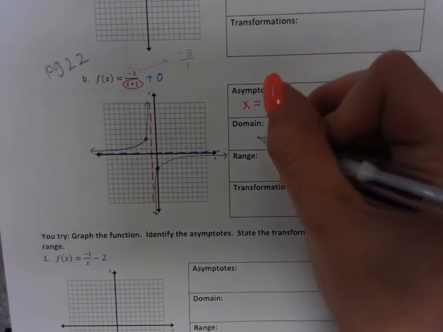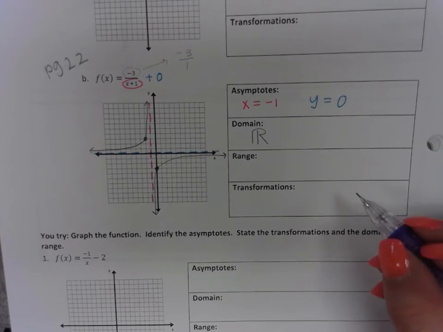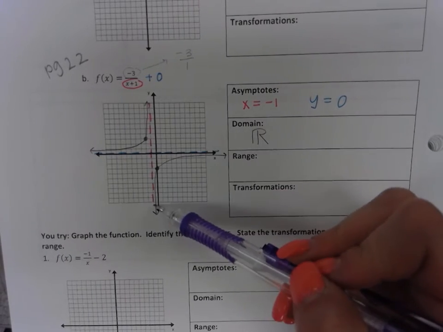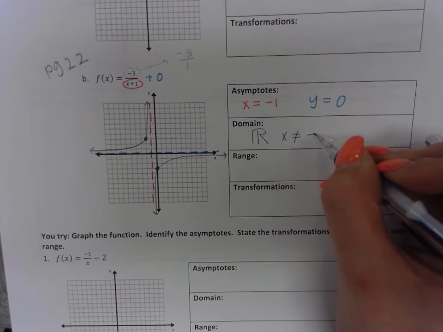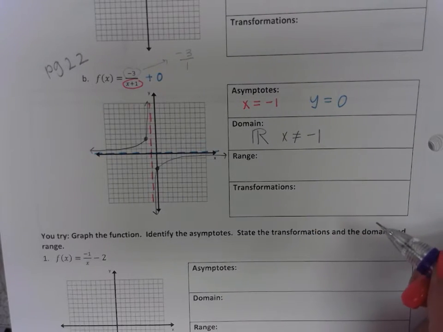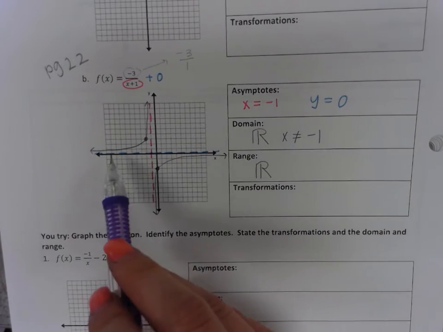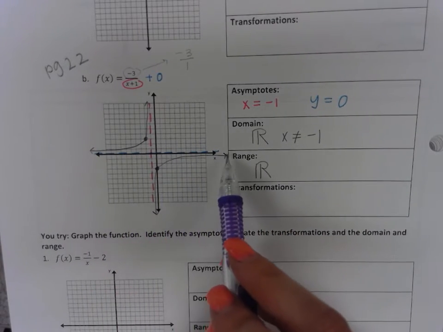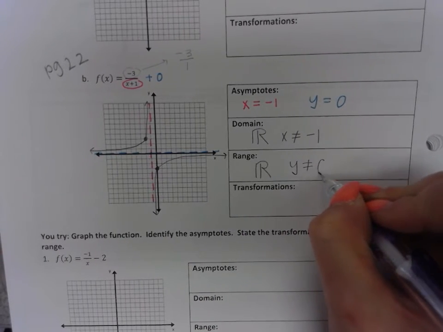Your domain, like we said yesterday, will always start with all real numbers, but there is a restriction here at this vertical asymptote. So I need to say that x cannot be equal to -1. My range is again all real numbers, but there is a restriction at this horizontal asymptote, so I need to say y cannot equal 0.